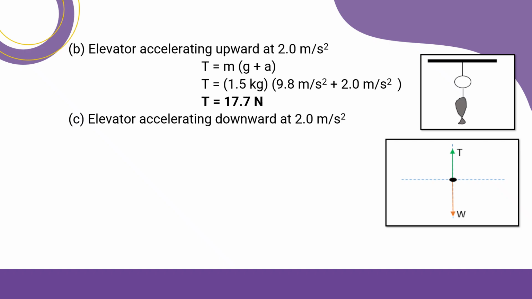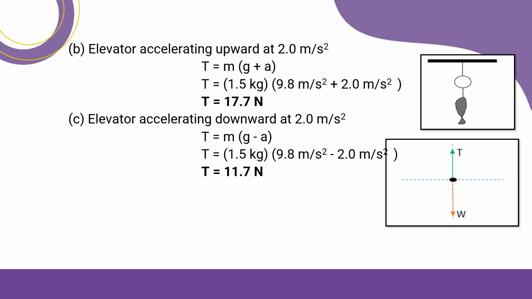Now, if the elevator is accelerating downward at the same rate, which is 2 meters per second squared, since it is downward, we're going to subtract the acceleration from gravity. So we now have 1.5 kilograms multiplied by 9.8 minus 2 meters per second squared, and the final answer would be 11.7 newtons. Comparing it to our original weight, which is 14.7 newtons, there is lesser tension and the fish would feel lighter.